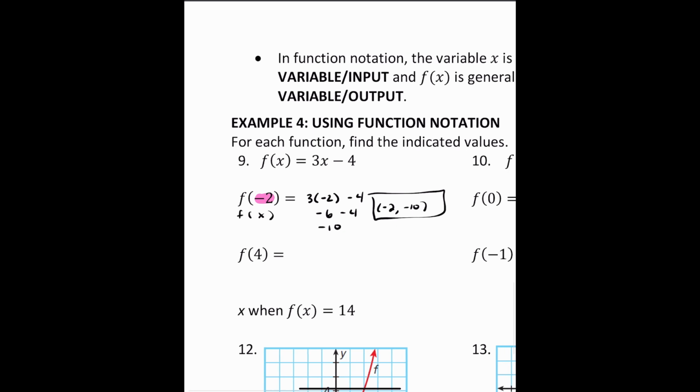All right, so let's take a look at f of 4. So remember, this is in the form f of x. So then I'm going to replace each x value with the number 4. So I have 3 times 4 minus 4. So 12 minus 4, therefore it's 8. So your answer, as an ordered pair, by the way, is 4, 8.